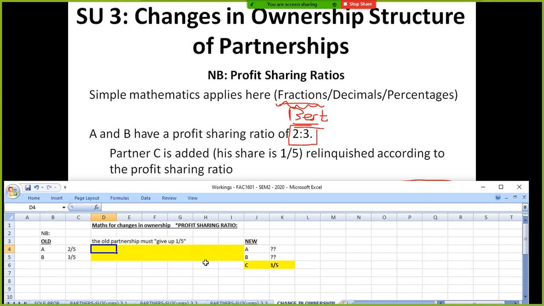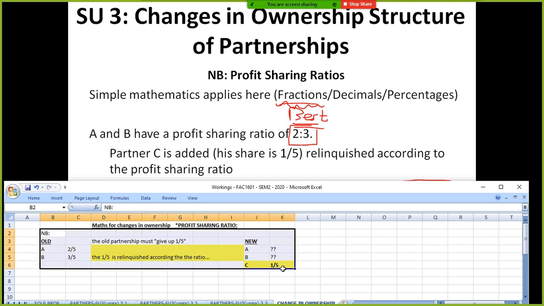That's what's happening here. So how are A and B going to give up the 1/5? How does the 1/5 get relinquished? Not equally, it says according to the profit sharing ratio. So 2 to 3. Okay, so the 1/5 is relinquished according to the profit sharing ratio.